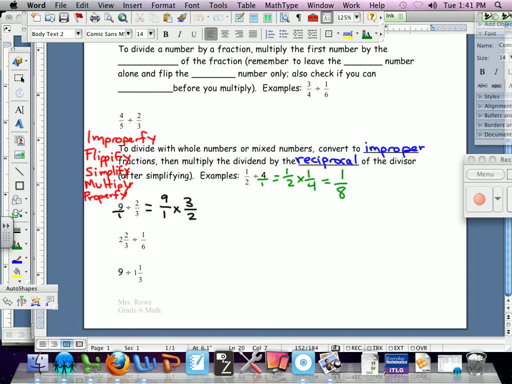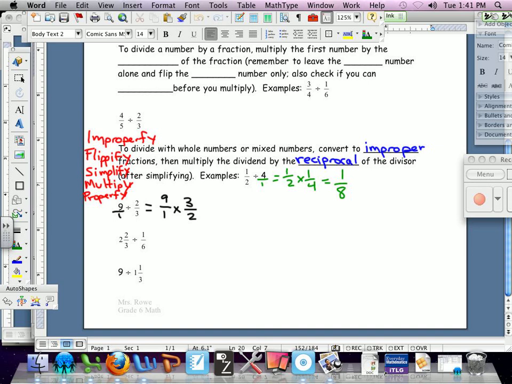Then I go, gosh darn it, now I can't simplify. So originally, when looking at the 9 and 3, I might have got a little giddy and then realized it's a division problem I can't simplify until I've made it a multiplication problem. So now I cannot simplify. I like to, but I can't. So I multiply. What do I get when I multiply?